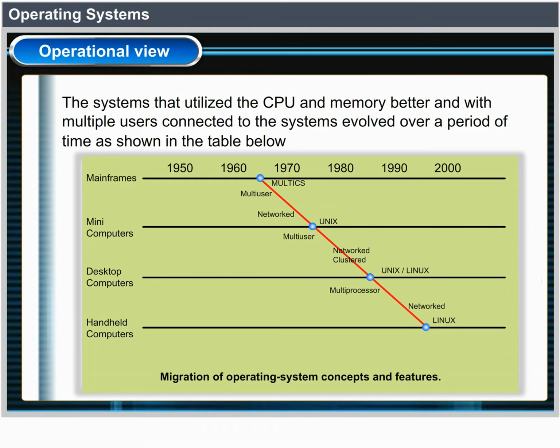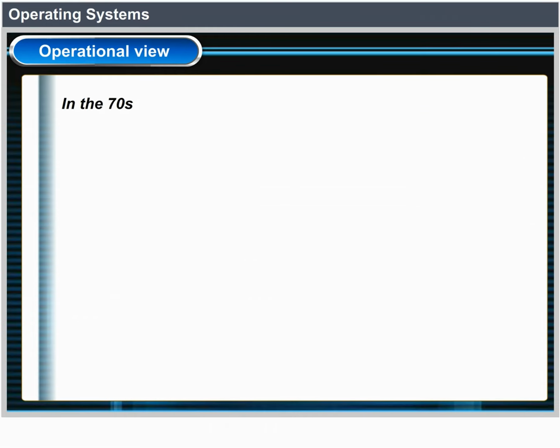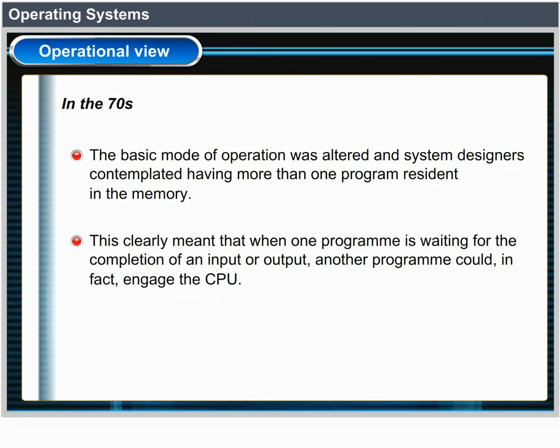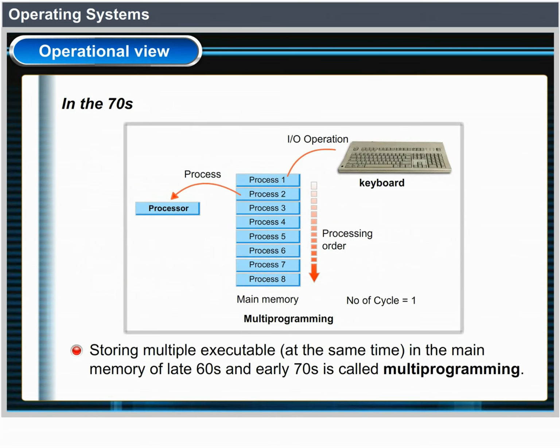In the decade of the 70s, the basic mode of operation was altered and system designers contemplated having more than one program resident in the memory. This clearly meant that when one program is awaiting completion of an input or output, another program could, in fact, engage the CPU. In the late 60s and early 70s, storing multiple executables at the same time in the main memory is called multiprogramming.